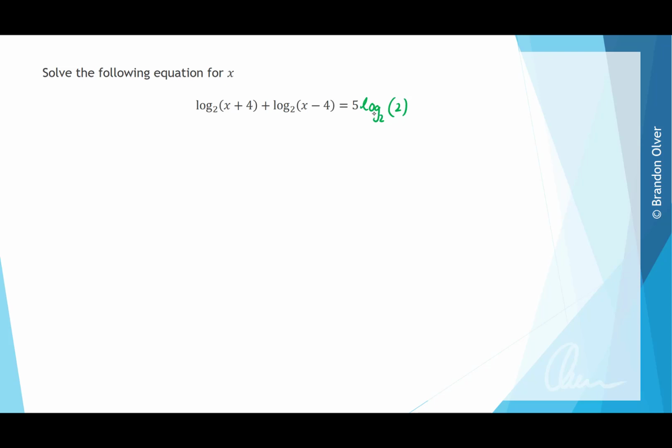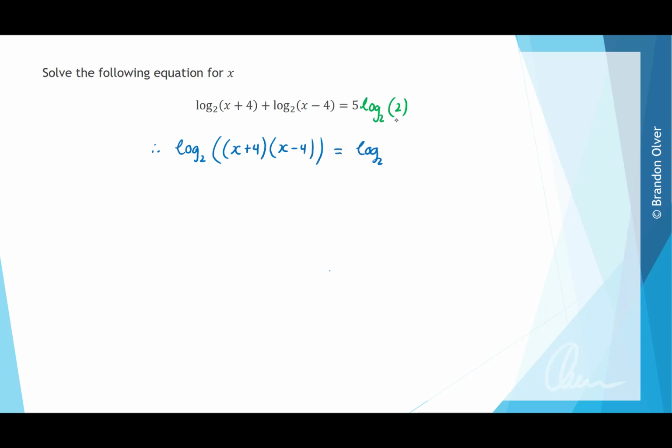Because log 2 of 2 is simply 1, we're multiplying 5 by 1, which just keeps it as 5, so we haven't altered the equation. Next, when we add logs, we can multiply the parts inside the log. So we can write this as log 2 of x plus 4 times x minus 4. And that is going to equal log 2.